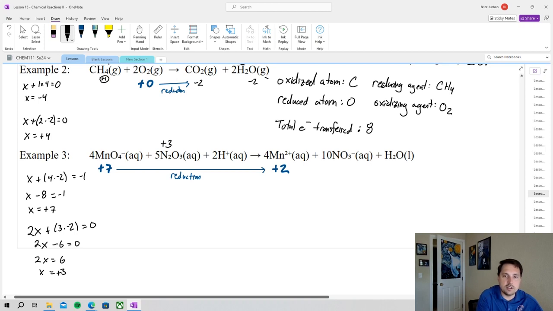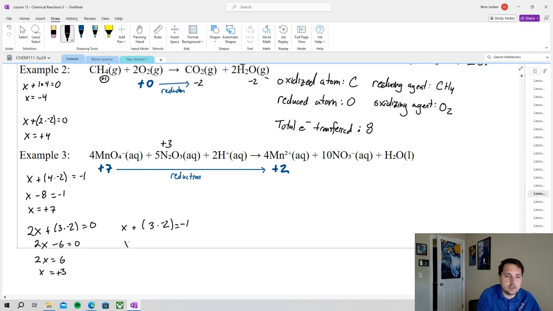And then the nitrogen over here, we'll set that equation as x plus 3 times -2, and that one has a -1 charge. So x minus 6 equals -1, x equals +5. -1 plus 6 is +5. Okay.